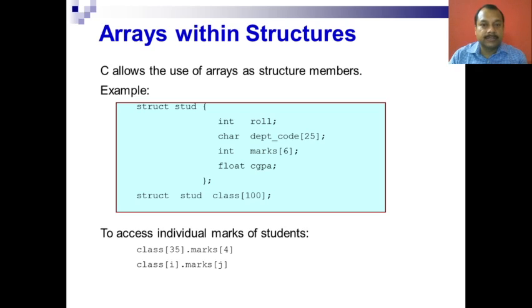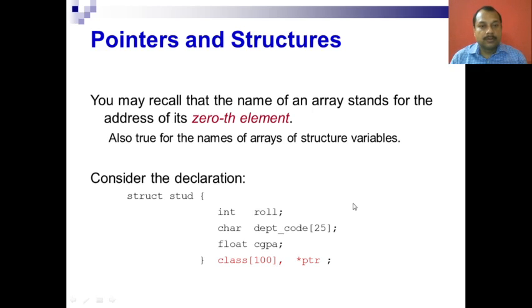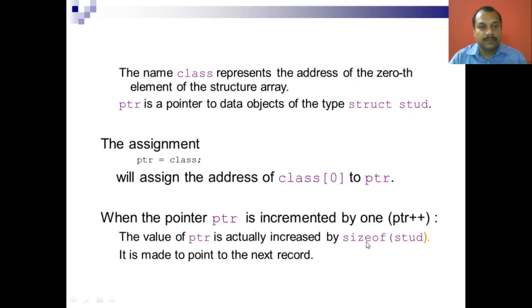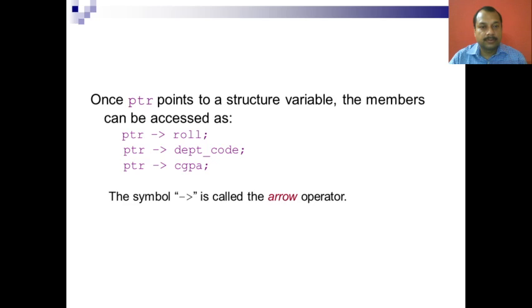Now arrays within structures, if there are any, then absolutely no problem. So what I can do, this is the index for the array of structures and this is the index for the array of marks inside one structure element. Okay, so i and j are used. Now for that also there is no confusion. You may recall that the name of the array stands for the address of its 0th element. So in this case also, no confusion, you can have that same thing here also. So this is the utility of the arrow operator.